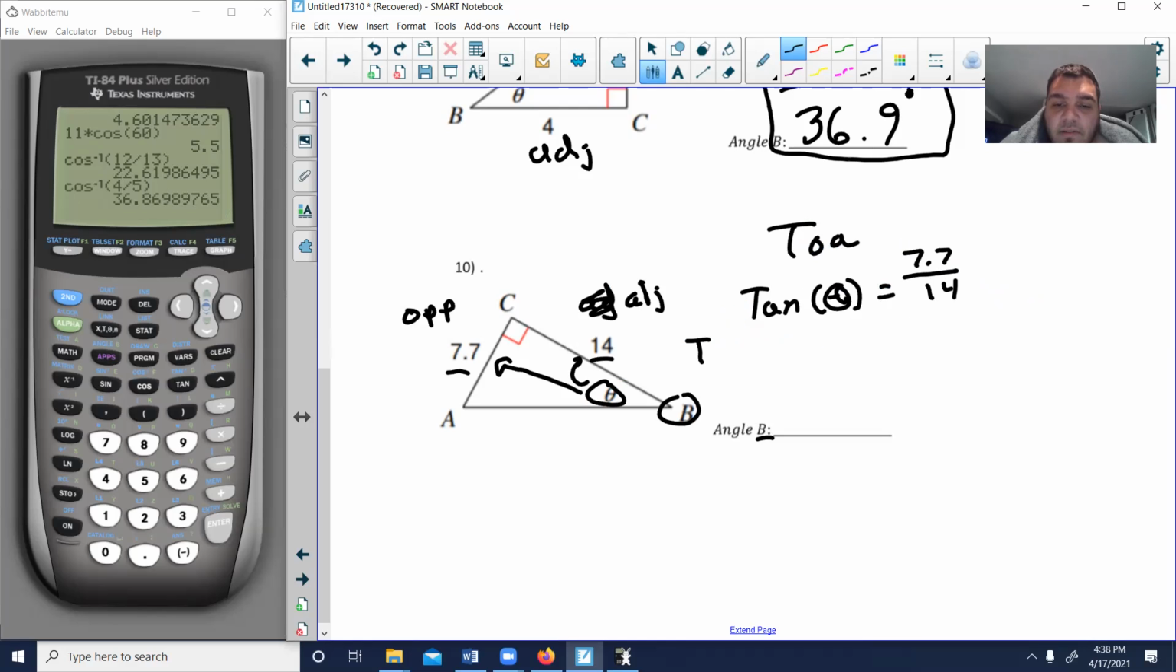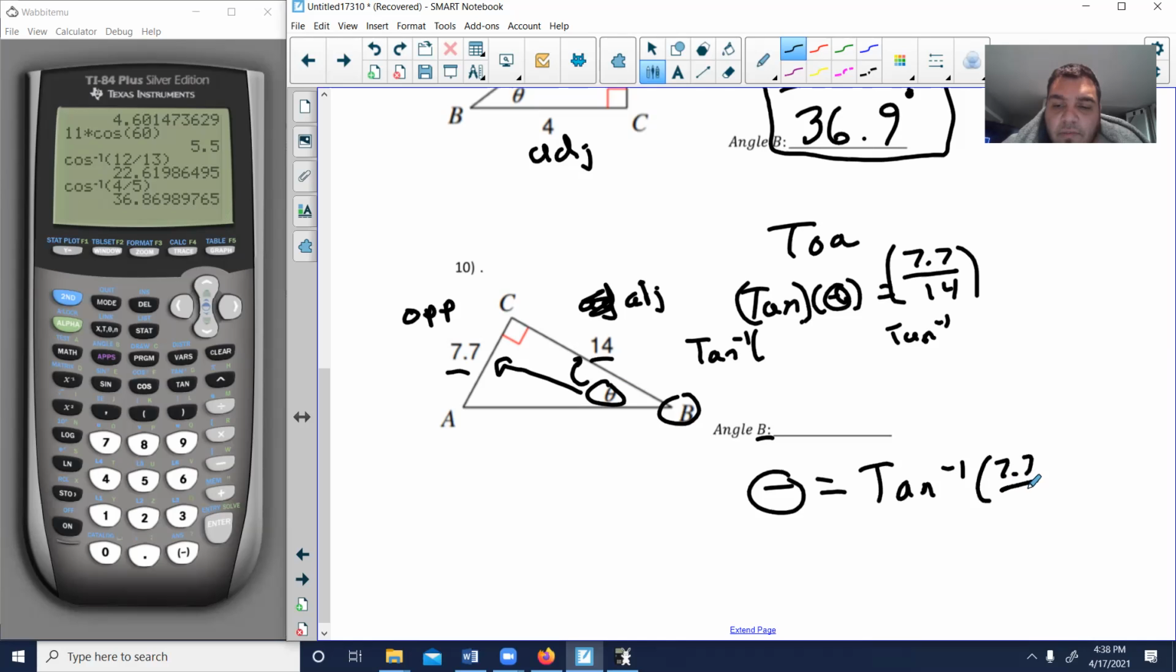Well, let me set it up. So tan -1 on both sides. And then this side, tan -1. So I'm left with theta equals tan -1, 7.7/14. Oh, I forgot to click second, so I got to clear that. Second tan, so I got the -1 up there, 7.7/14. If I click enter, I get my number 28.8.